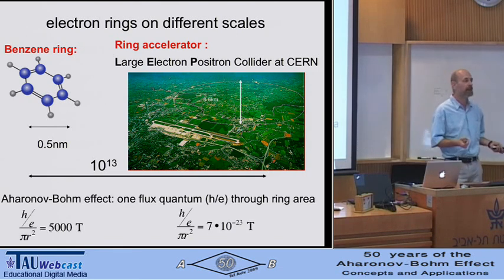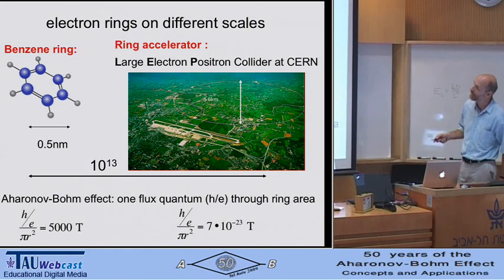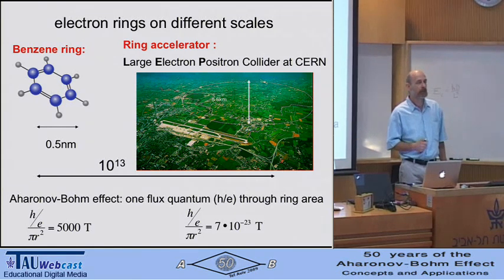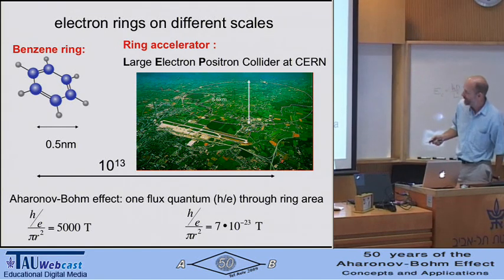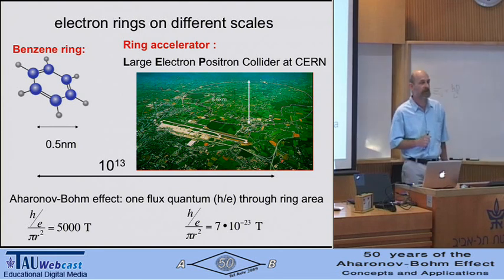and you ask yourself, how many Tesla do I need to add 1 flux quantum through the system? Then you see for the benzene ring, a flux quantum corresponds to roughly 5,000 Tesla. So this will be a very tough experiment to be done. And you also see that for the LEP, this is of course a super tiny magnetic field. And of course, one also has to ask the question about the coherence of the electrons in this ring.